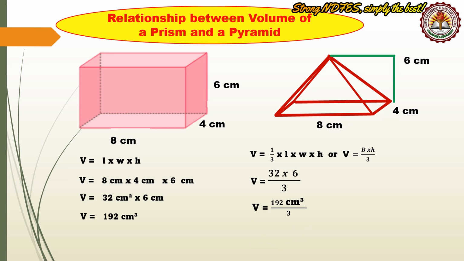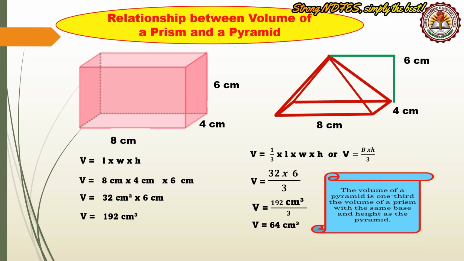Multiplying the two, we arrive at 192 cubic centimeters over 3. Then, after dividing, finally, we get 64 cubic centimeters. Now, if we're going to take a look, 64 is 1/3 of the volume of the prism.